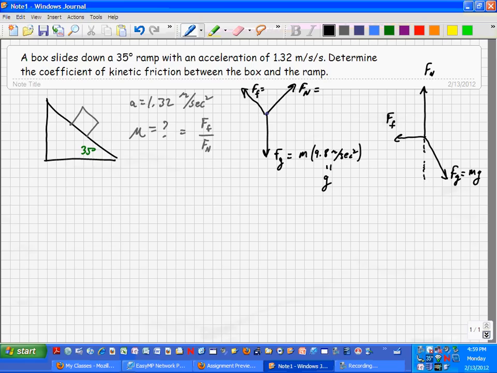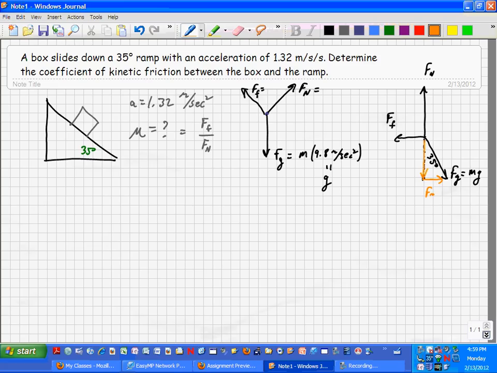Again, this is at a 35-degree angle. I think I can do better than that. It's at a 35-degree angle. All right, so we've rotated. Next step is probably to break into components. So I'm going to go ahead and break this into components.